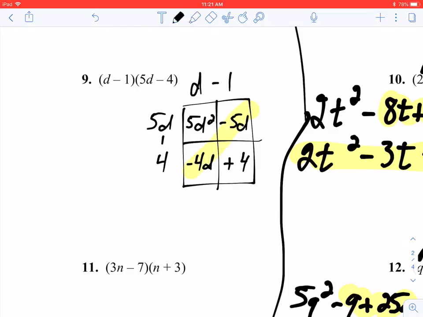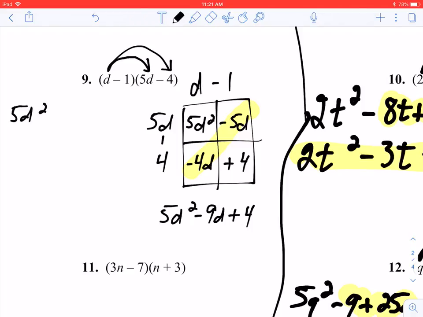These are like terms. We have 5d squared. And then negative 4d and negative 5d is negative 9d. And then plus 4. Using the FOIL, I like to just draw my arrows instead of going through the acronym FOIL. So the arrows, this d has to distribute to that and that. So we had 5d squared and then minus 4d. Then this negative 1 has to distribute to that and that. So then we get negative 5d and then plus 4.